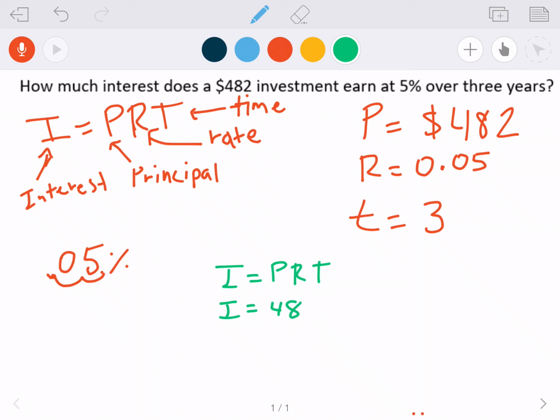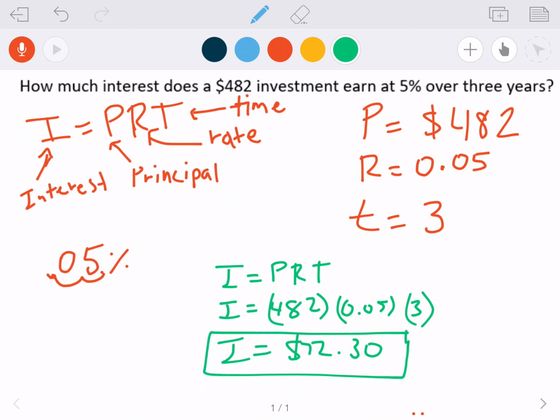So remember, when we plug in numbers for variables, we should put them in parentheses. And then once I have that, it's just multiplication. P times R times T. So 482 times 0.05 times 3, that should give us 72.3. Now we're dealing with money, so let's add a 0 on there.